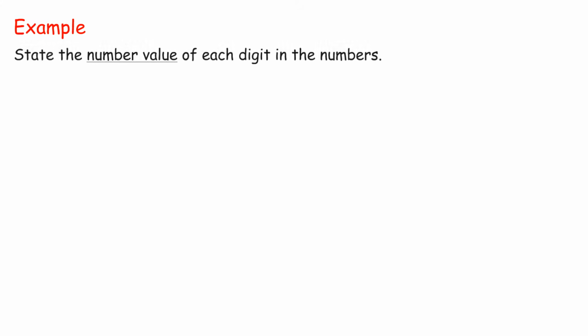Number value. The numerical value of a number in various bases can be determined by calculating the sum of digit values of the number. Example. State the number value of each digit in the numbers. A. 6231 in base 8. B. 111101 in base 2.